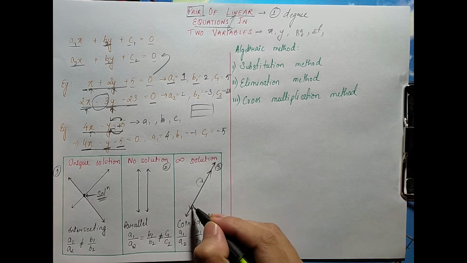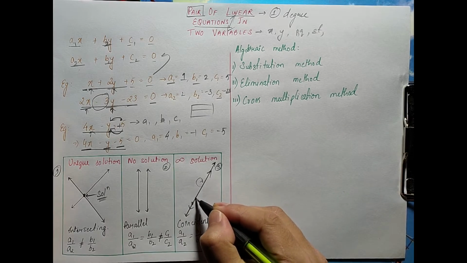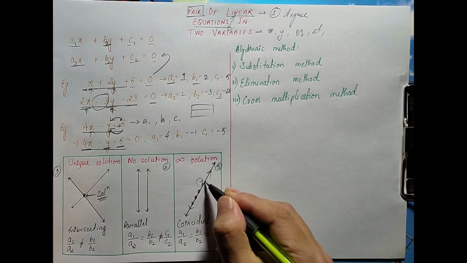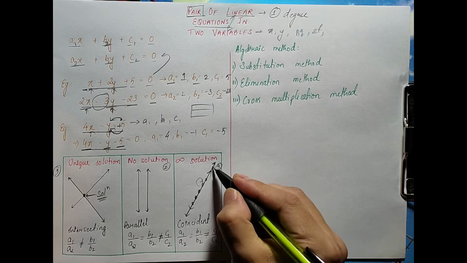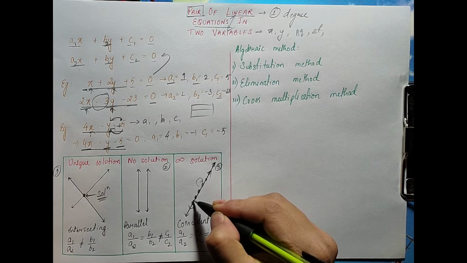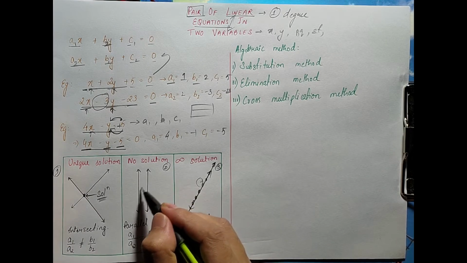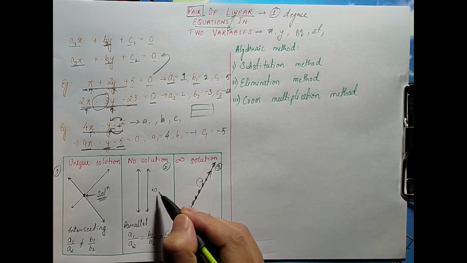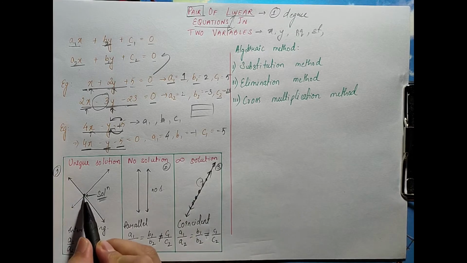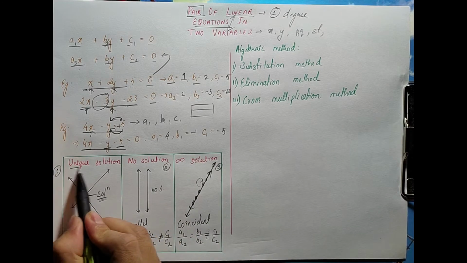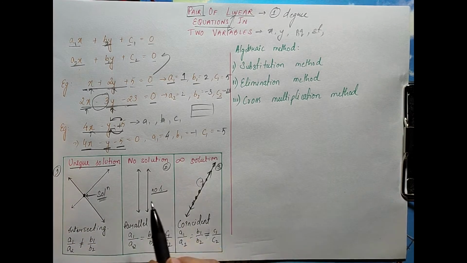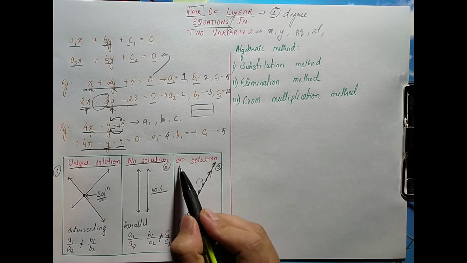In the coinciding case, we can say this is a solution, this is a solution, and so on. Actually any point on the line can be treated as a solution, whereas in the parallel case there is no point of intersection, so we can say no solution. Here there is only one point, so we can say it is a unique solution. So we have unique solution, no solution and infinitely many solutions.